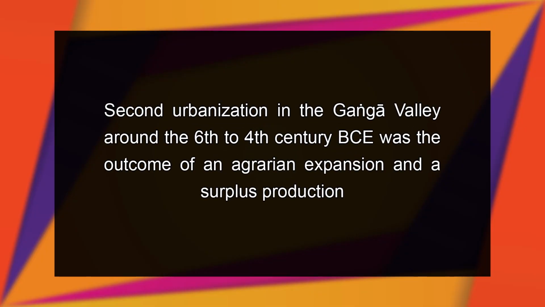The second urbanization in the Ganga Valley around the 6th to 4th century BCE was the outcome of an agrarian expansion and a surplus production. Since food was now easily available in comparison to earlier times, that enabled a large section of society to take up manufacturing and trading of goods as a full-time occupation.